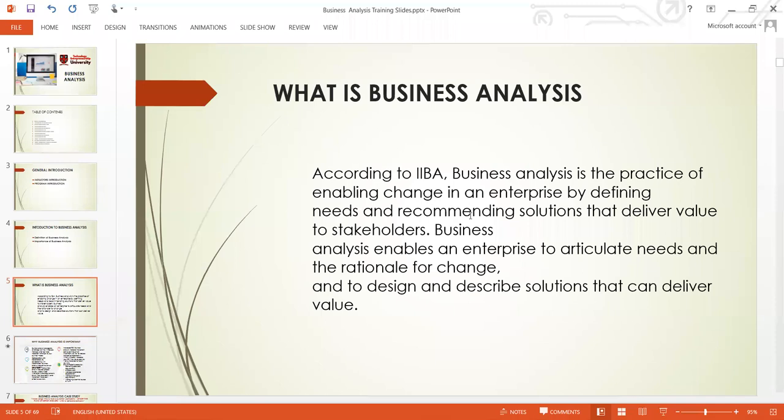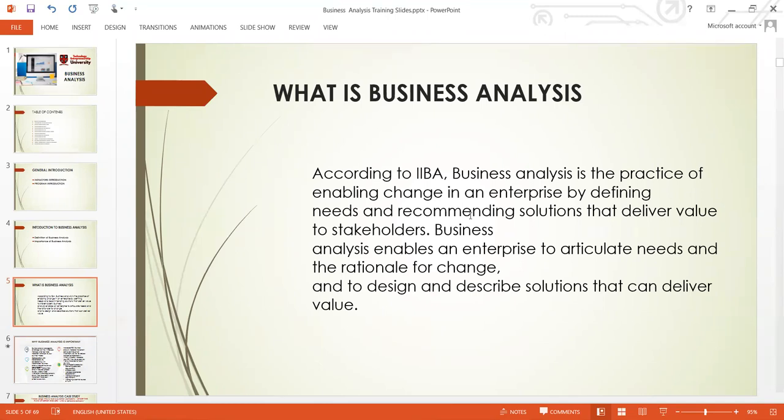According to IIBA, business analysis is the practice of enabling change in an enterprise by defining needs and recommending solutions that deliver value to stakeholders. Business analysis enables an enterprise to articulate needs and the rationale for change, and to design and describe solutions that can deliver value. That's what business analysis is all about. It's about finding out the organization's need, the stakeholders' need, what is their problem, call it problem statements. Then you find a suitable solution to solve their problem. That is your role as a business analyst.